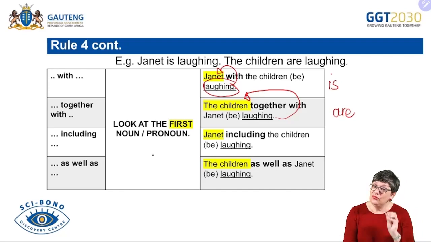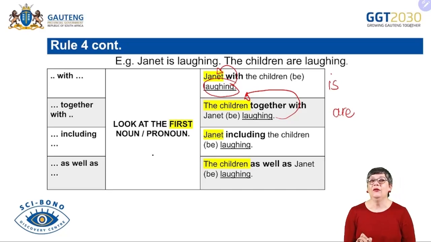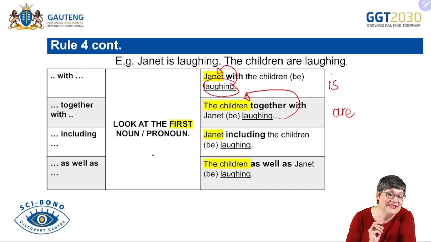So you have to be really careful when you know these rules. And the only way is just to remember them off by heart. So these guys, we're going to look at the first ones. Doesn't matter which one it is. You have to look at what is the first noun or pronoun. And because of that, you have to decide whether it's singular or whether it's plural.